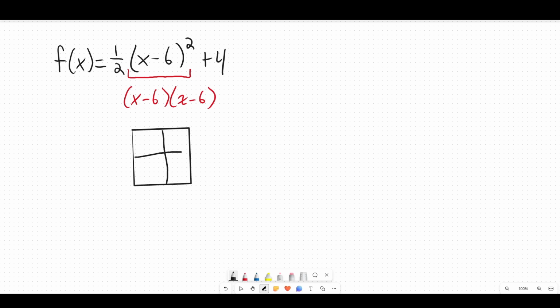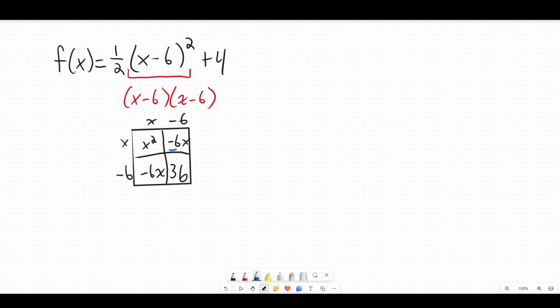That's sloppy, I'm sorry. X minus 6. I could redo the box, but I don't feel like it. Sorry. X times x, that's x squared. Negative 6 times x, negative 6x. X times negative 6, negative 6x. Negative 6 times negative 6, well, 6 times 6 is 36, and a negative and a negative make a positive, so this will be positive 36.